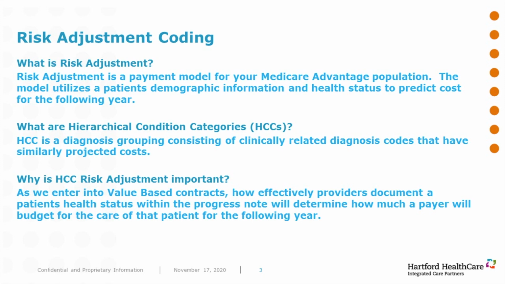What are hierarchical condition categories, or HCCs for short? HCC is a diagnosis grouping consisting of clinically related diagnosis codes that have similarly projected costs. For example, pulmonary hypertension and cardiomyopathy fall into the same HCC category.